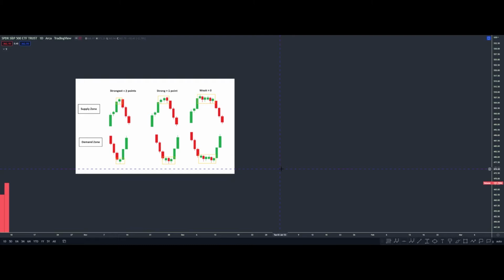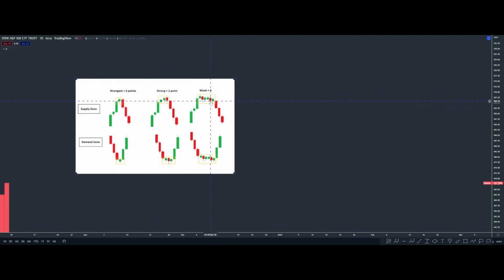When we're trying to identify the strength of a zone, it's important to remember the least amount of time spent within a zone, the stronger that zone is. The more time spent within a zone, the weaker that zone is, or the weaker that zone has become. So that's very important to remember. You can see here with this zone that's labeled as strong, but not the strongest, about 2-3 candles interacted within that zone. So that zone is obviously weaker than this first zone.